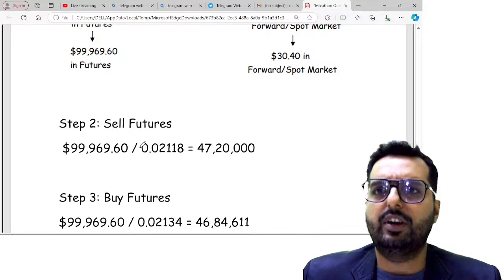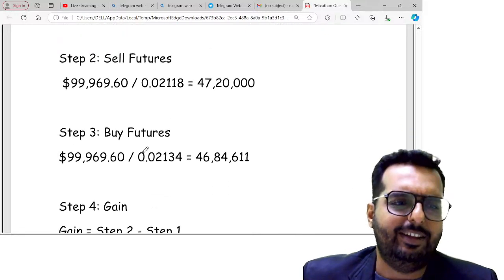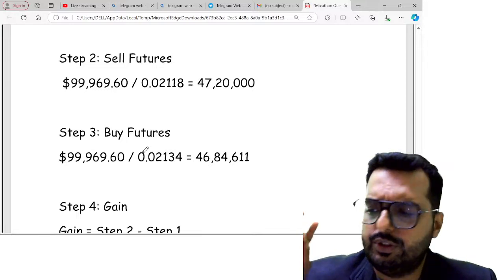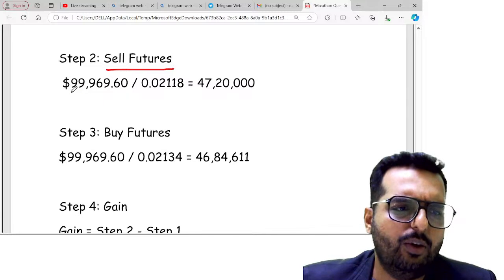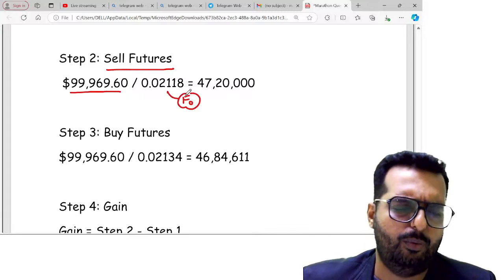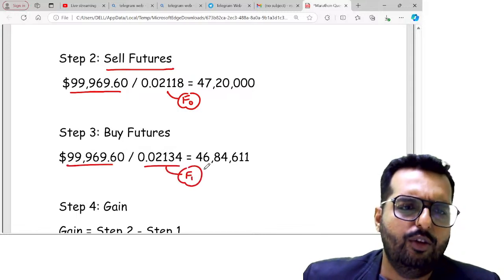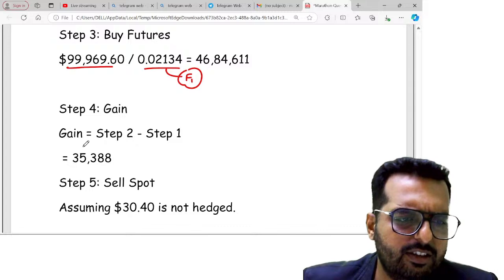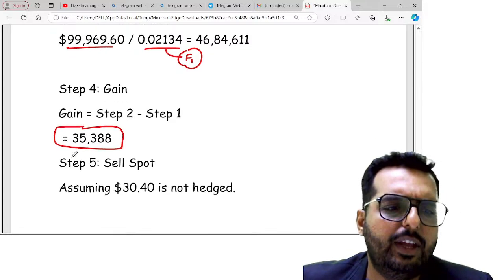All right, friends. So once you're done with this and we get the number of contracts, then the steps get easy. Sell future, buy future, sell spot. So when you're selling future, you will sell only 99,969 and you will sell it at F0. Buy future, you will do it at what price? F1. So when you do these two things, you will get a gain of 35,388. Am I right?